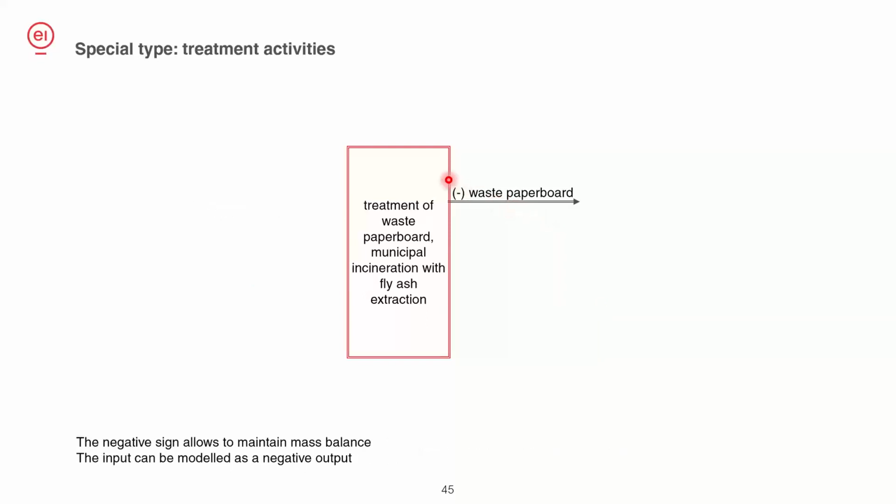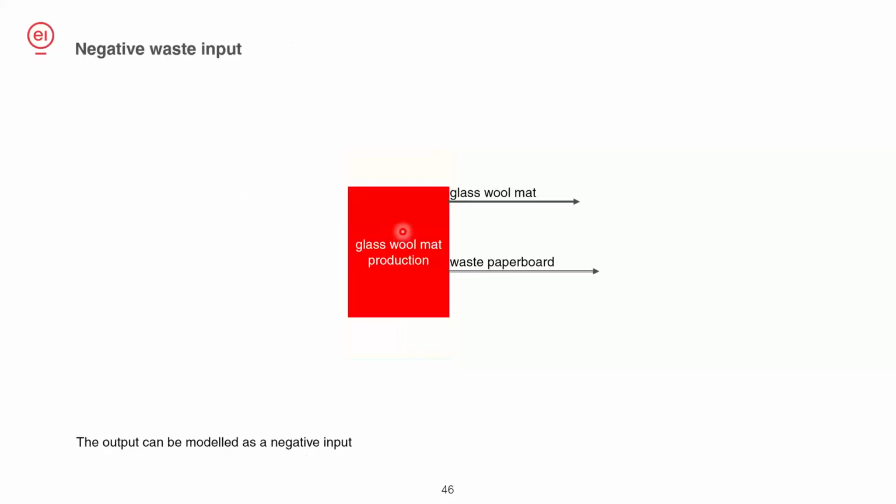And the activity provides the service of treating or disposing of the reference product. Now, the negative sign is added because, in fact, the waste paperboard in the physical world is an input in this process. So in order to maintain mass balance, that's why we have the waste paperboard modeled as a negative output. And in a similar way, when we have activities that produce waste, for example, here, glass wool mat production produces waste paperboard, this is modeled as a negative input.